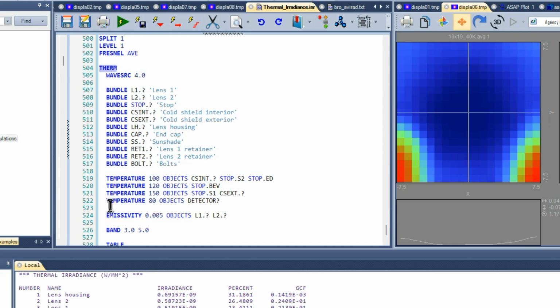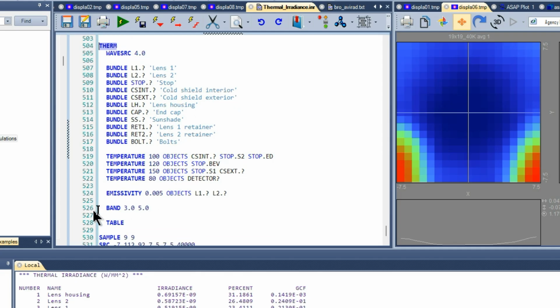We can set the temperature of individual objects individually or by wildcard. Emissivity, the same thing. We can set an emissivity if the default emissivity is not appropriate. Band sets the bandwidth sensitivity that we care to observe at the detector. It's the detector's bandwidth usually, but it is what part of the infrared spectrum, the black body spectrum, are we using to determine the thermal irradiance. Table outputs a table to verify all of these results.